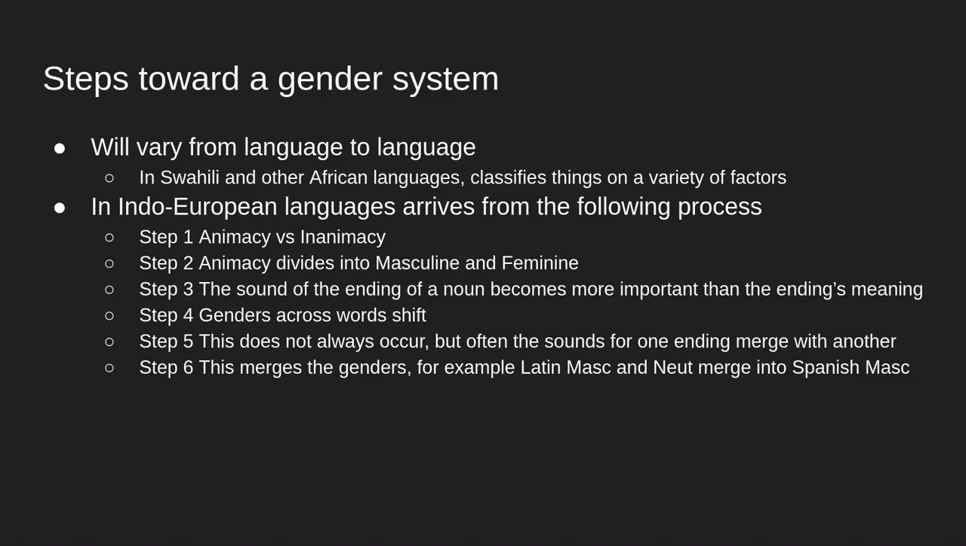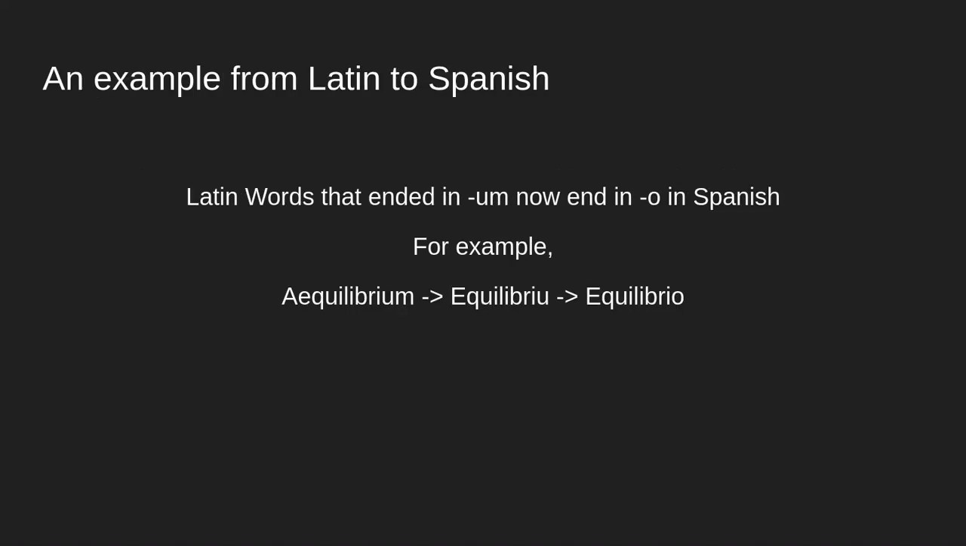Step 5, this does not always occur, but often the sounds for one ending merge with another. This is exactly what happened with Spanish, and this is why Spanish doesn't have a neuter gender like Russian or Greek. Step 6, this merges the genders. For example, the Latin masculine and neuter merged into Spanish masculine. So let's take a look at an example of this.